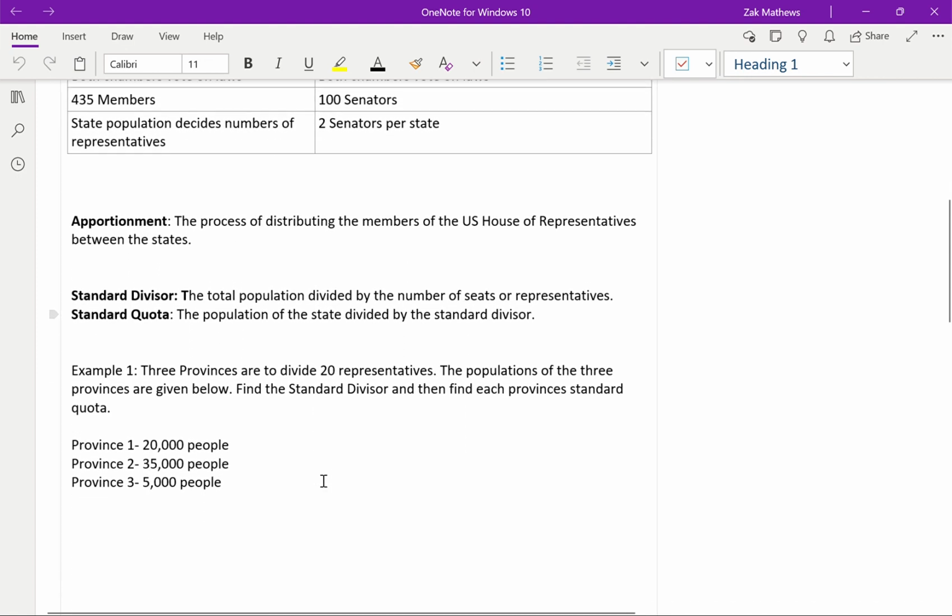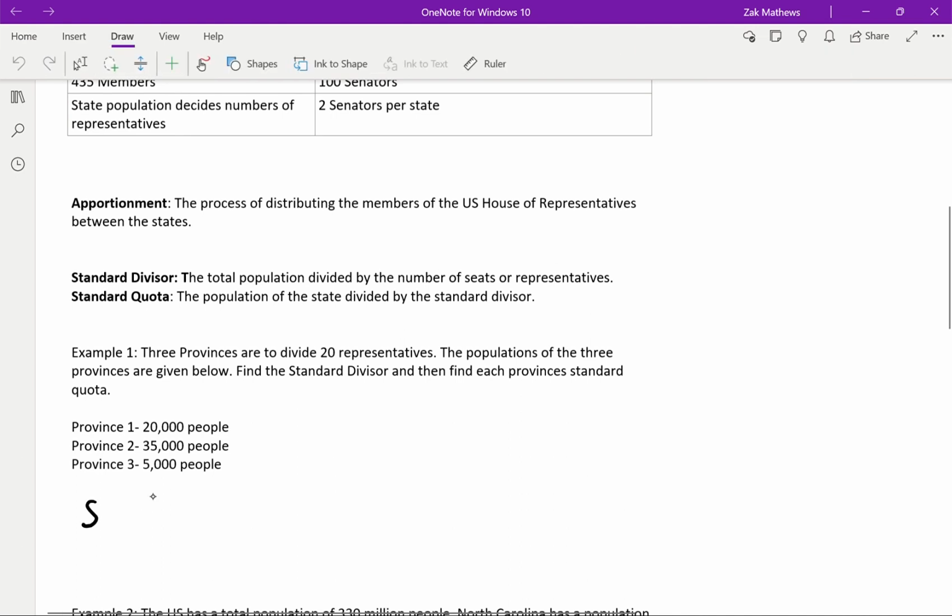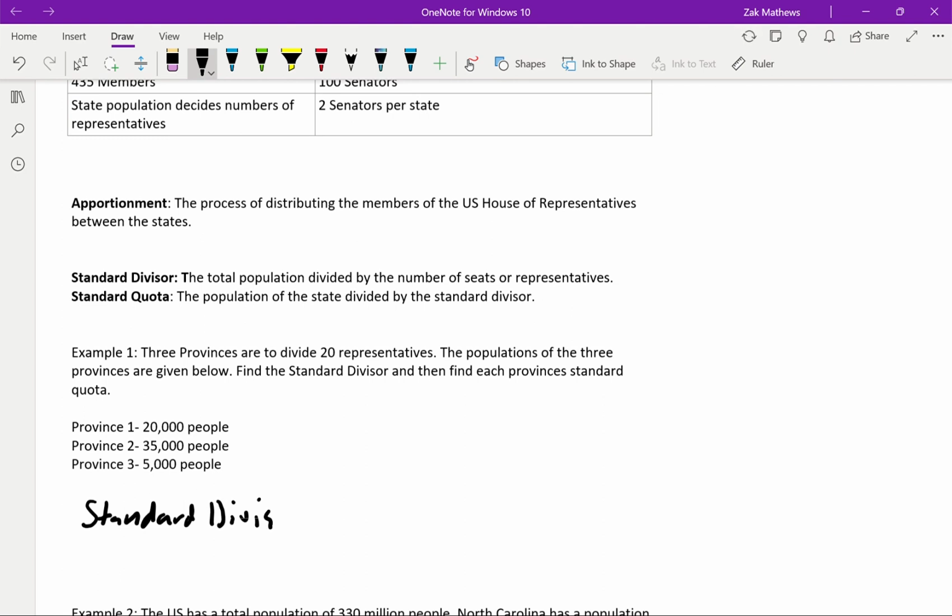So let's take an example. Here we have 3 provinces, province 1, 2, and 3. We want to divide up 20 representatives across these 3 provinces. We're going to find the Standard Divisor and then figure out the Standard Quota for each province. So let me start by finding the Standard Divisor. What I'm doing is I'm taking the entire population. We're going to assume this made-up country has 3 provinces, not states, provinces. We're going to find their total population, and we're going to divide that up into those 20 representatives.